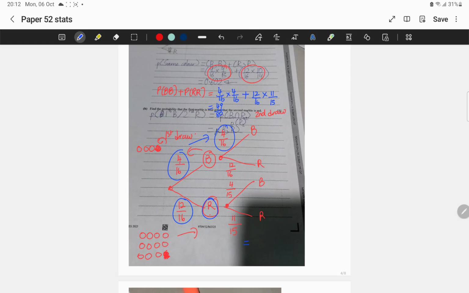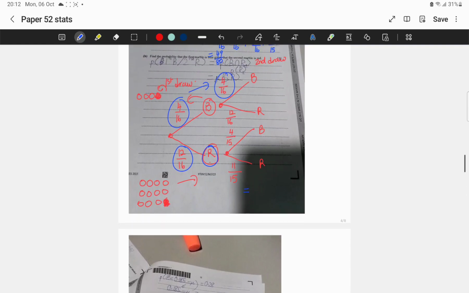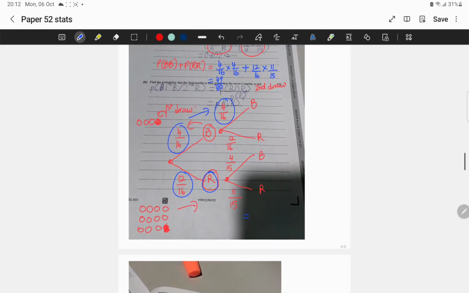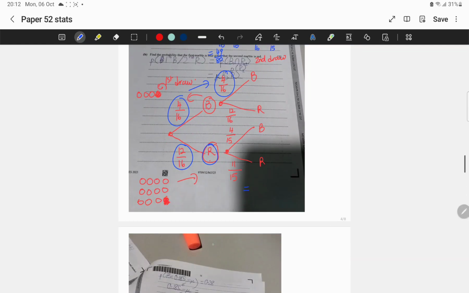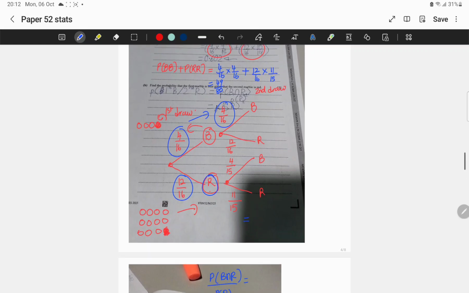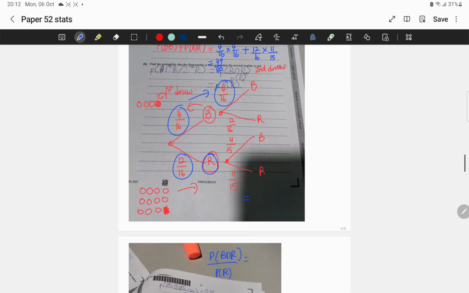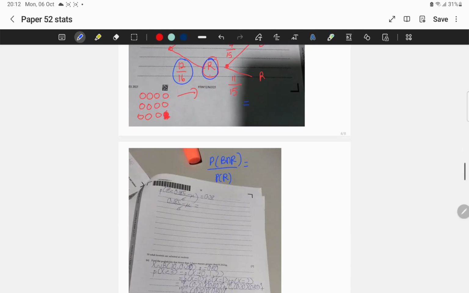The second question is asking you to find the probability that the first marble is blue given that the second marble is red. Your presentation is correct, so it's P of blue intersection red divided by P of red. But what does blue intersection red mean? It means getting a blue and then a red. Where do you get a blue and a red? Here, 4 over 16 and then 12 over 16. So on top you're going to write 4 over 16 times 12 over 16.